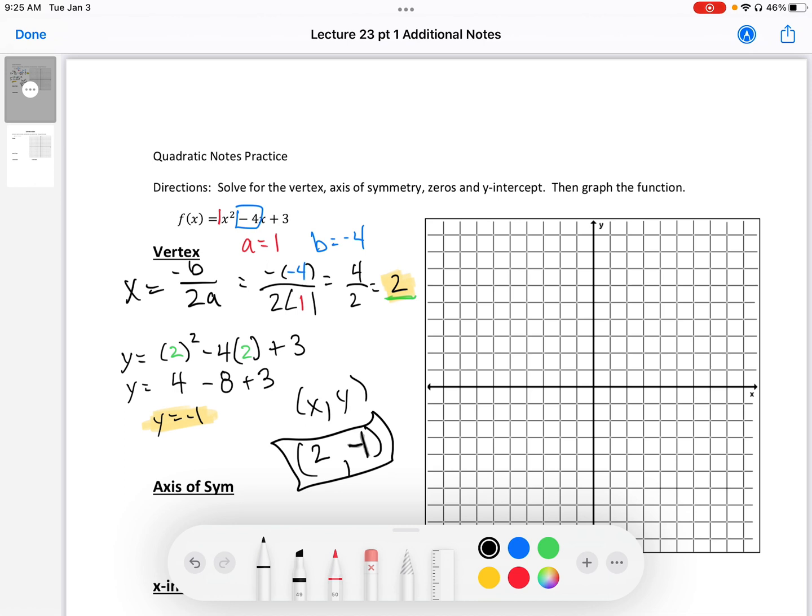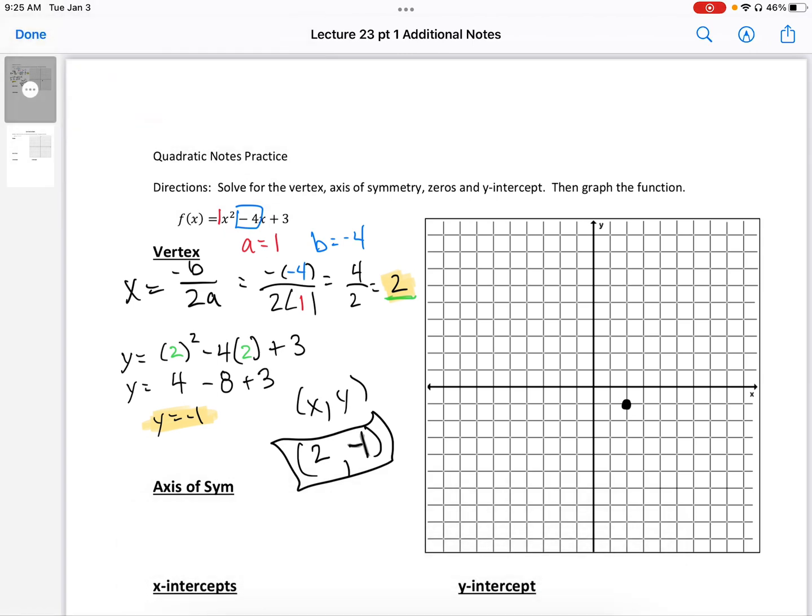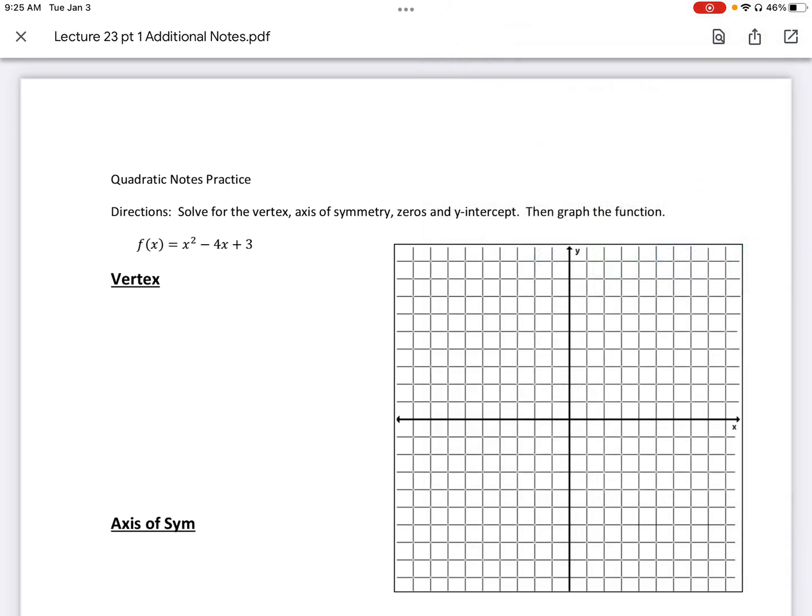So I can graph that over here, and I know that at 2, negative 1 is going to be my vertex of the parabola. Okay, so let's flip back to our other slides then.